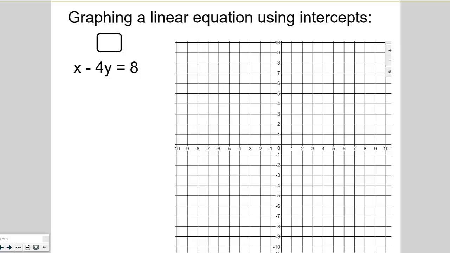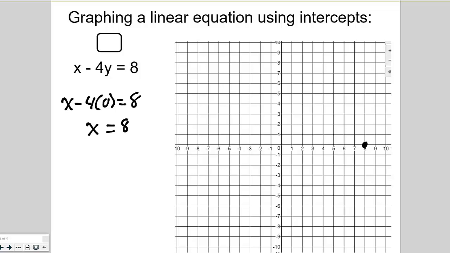Now the first thing I'm going to do is calculate my x-intercept. Now I have my box there, but I'm going to do it the traditional way, which is actually substituting 0 in place of the variables. So to find my x-intercept, all I have to do is substitute a 0 in place of y. And 4 times 0 is 0. x minus 0 is an identity. That's just x equals 8. So my x-intercept is (8, 0), which is over here on the graph.